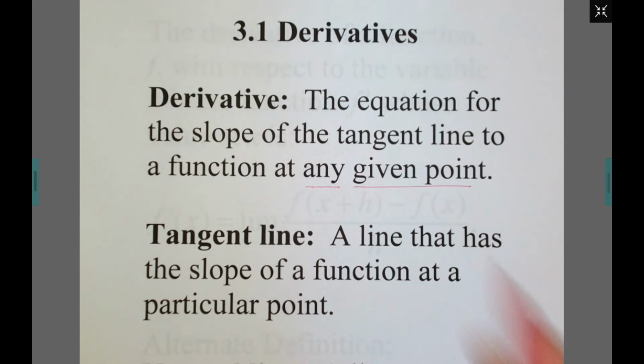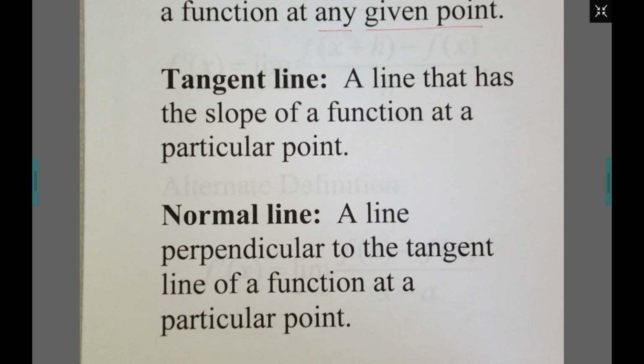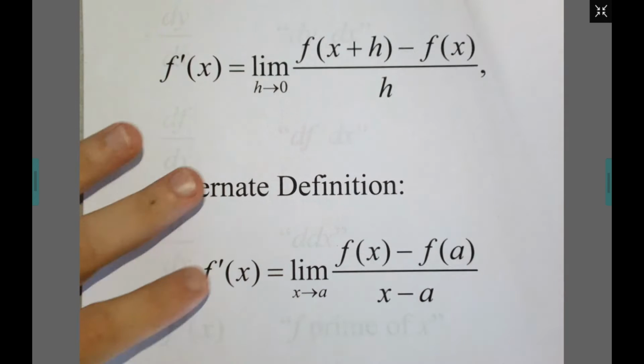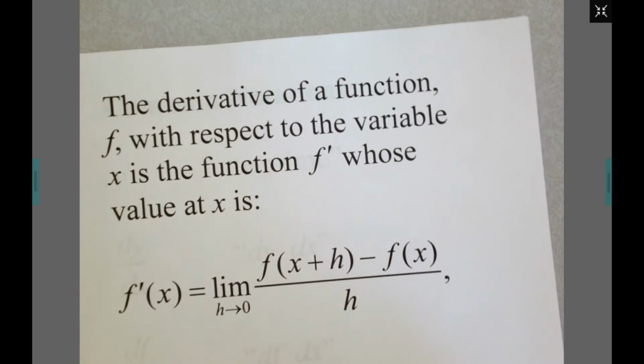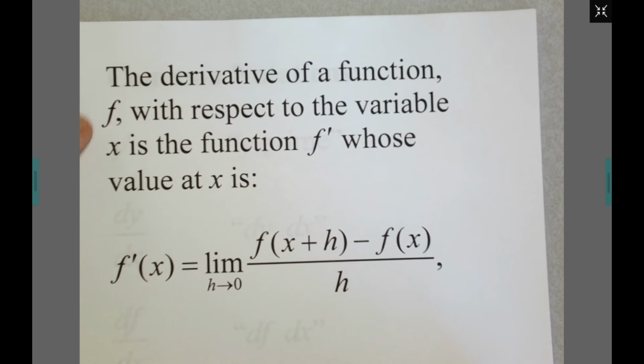any given point. So up until this point, we've been just finding tangent lines at a given point. The derivative is going to allow us to find the equation for the slope at any point, not just one of them. These next two definitions, tangent line, normal line, we already talked about in section 2.4, so they should be familiar to you. Derivative function, this formula should look extremely familiar to you.